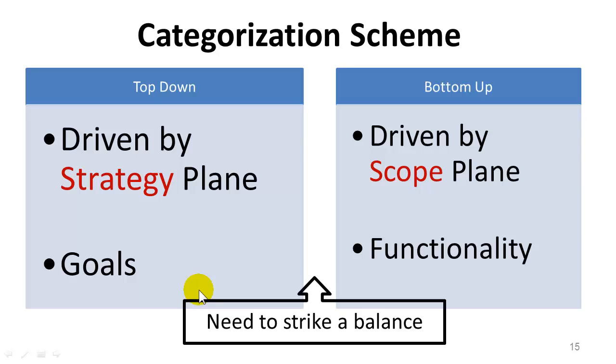A top-down approach is more driven by the strategy plane with respect to goals and objectives, where we would have our main goals out front and drilling down to the secondary objectives, the third level objectives, etc. As opposed to bottom up, we start with the functionality, and then essentially we ultimately lead to the goals.